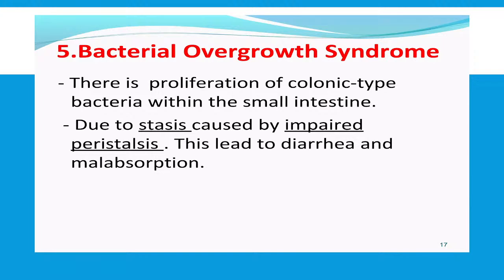Then we have bacterial overgrowth syndromes. There is proliferation of colonic type bacteria within the small intestine due to stasis caused by impaired peristalsis. This leads to diarrhea and malabsorption. Here the colonic bacteria move up and there is an overgrowth in the small intestine.